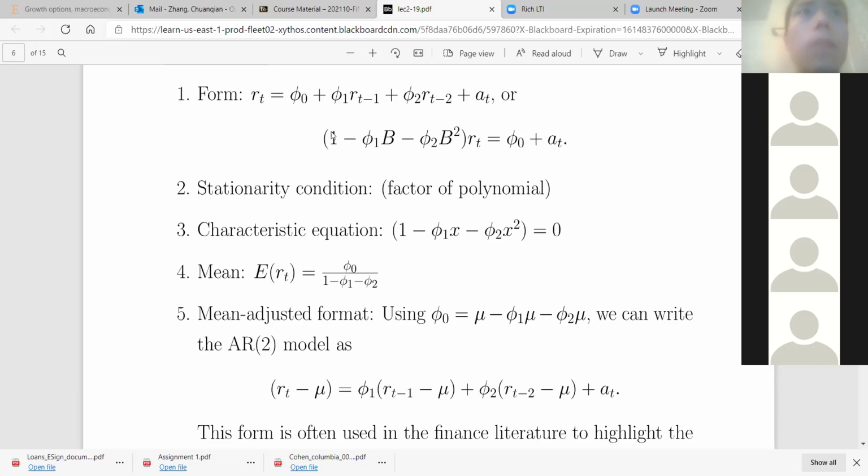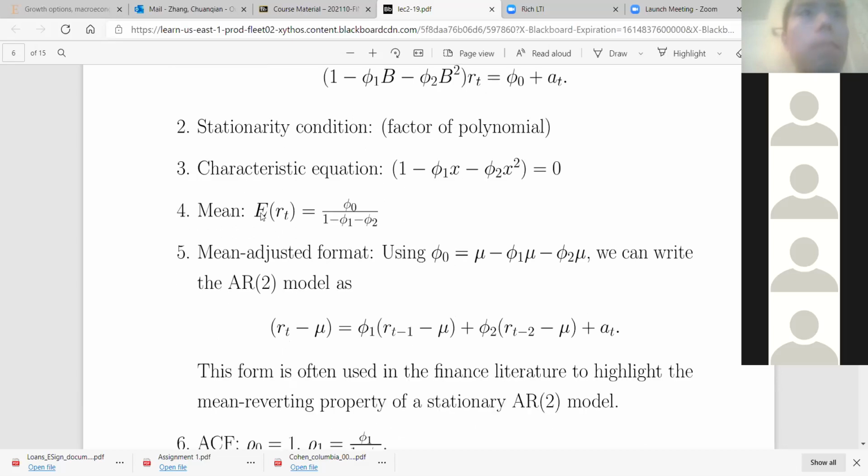This is a kind of interesting two-variable equation. We will mention the usefulness of the items inside the bracket later, okay? But now let's first talk about the mean. The mean will simply be this format, right?